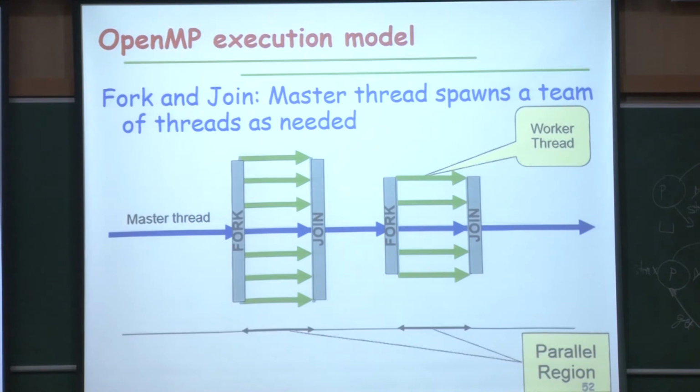So, we call this thread the master thread and all of these other threads the worker threads, and these are the parallel regions which are identified or indicated or specified by the programmer using appropriate directives.